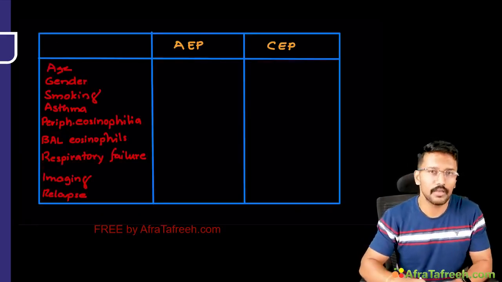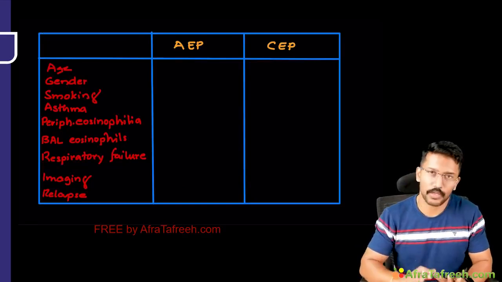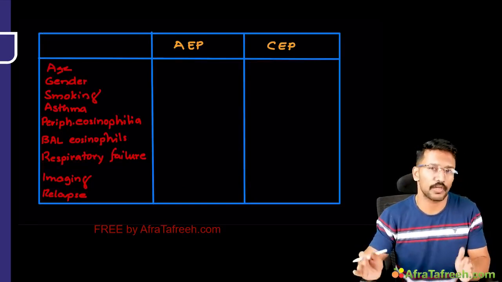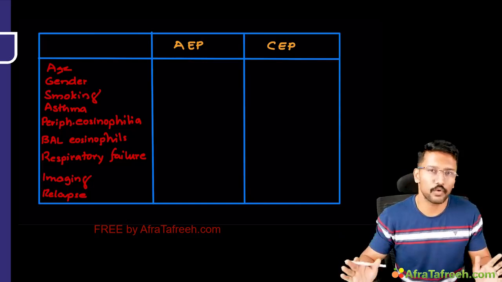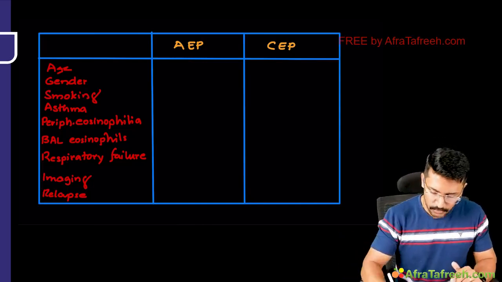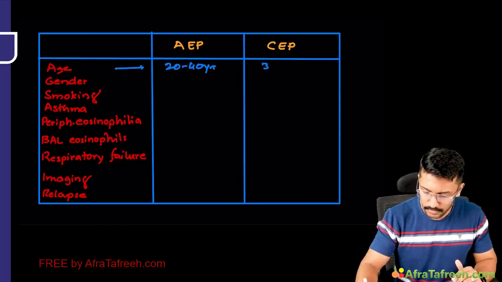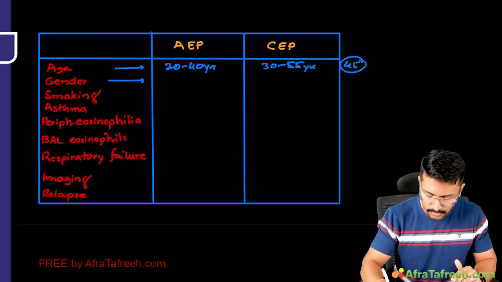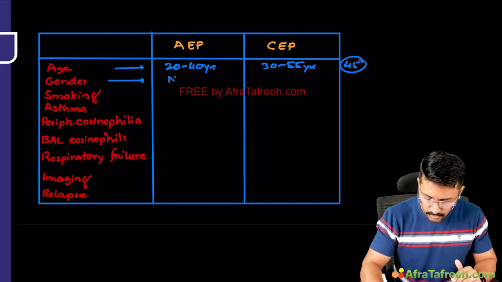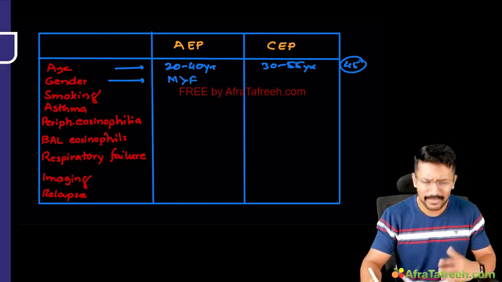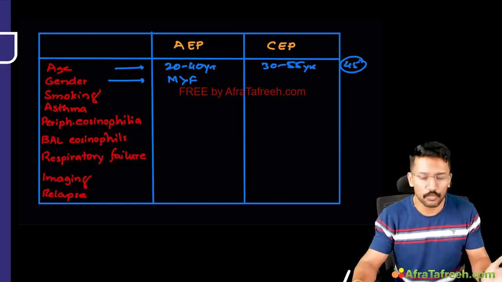Now, there is one table. Let us do this exercise trying to compare acute eosinophilic pneumonia and chronic eosinophilic pneumonia. If we're able to do this, we can handle most of the MCQs coming from this. Okay, so age-wise, what is the age for acute eosinophilic pneumonia? 20 to 40 years, so relatively young individuals. 30 to 55 years with a median of 45 years for chronic eosinophilic pneumonia. Gender-wise, in acute eosinophilic pneumonia, males are more commonly affected than females, and it goes without saying, right? It is the males who smoke more.